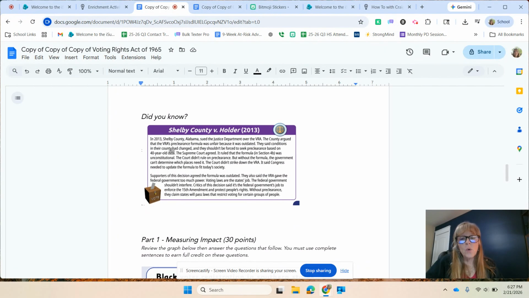Now, there's also a case called Shelby County versus Holder. This is a more current case, from 2013. I'd like you to read about that because it is going to ask you some questions about that as well.